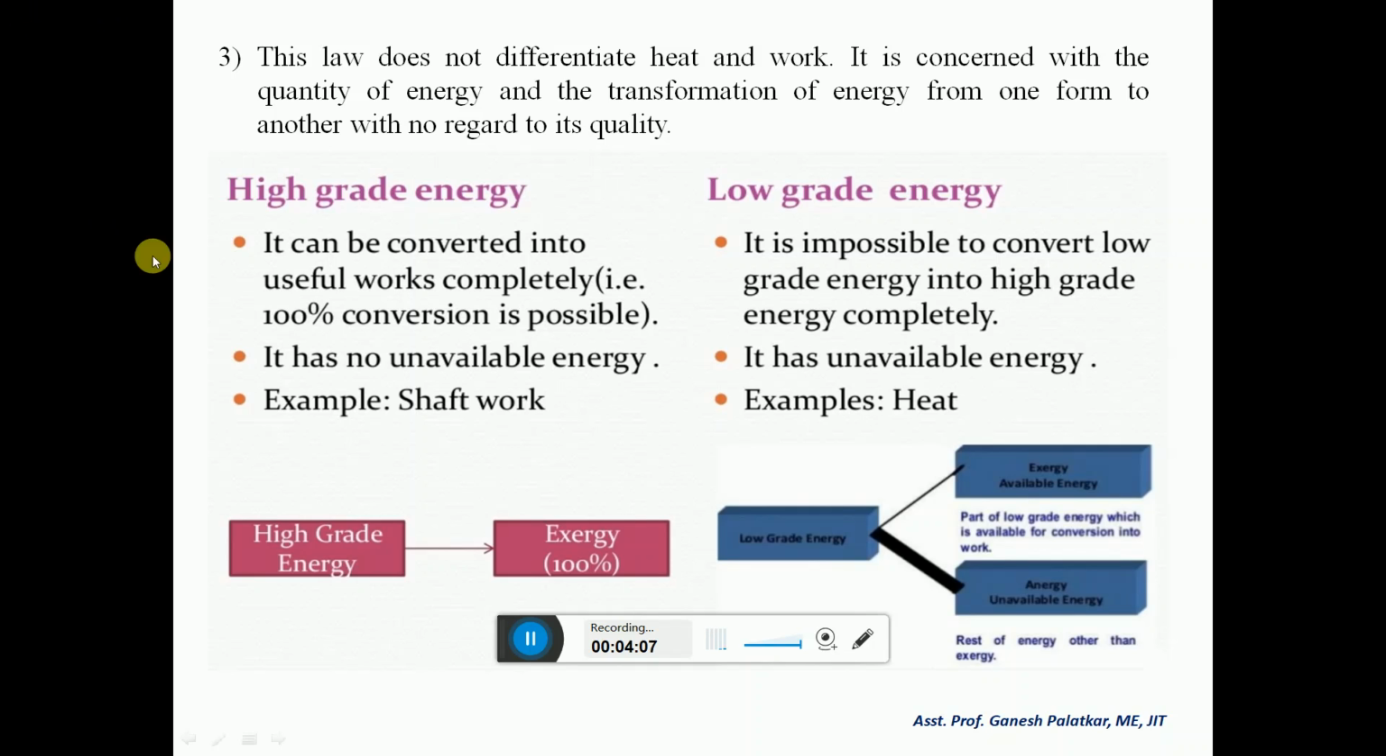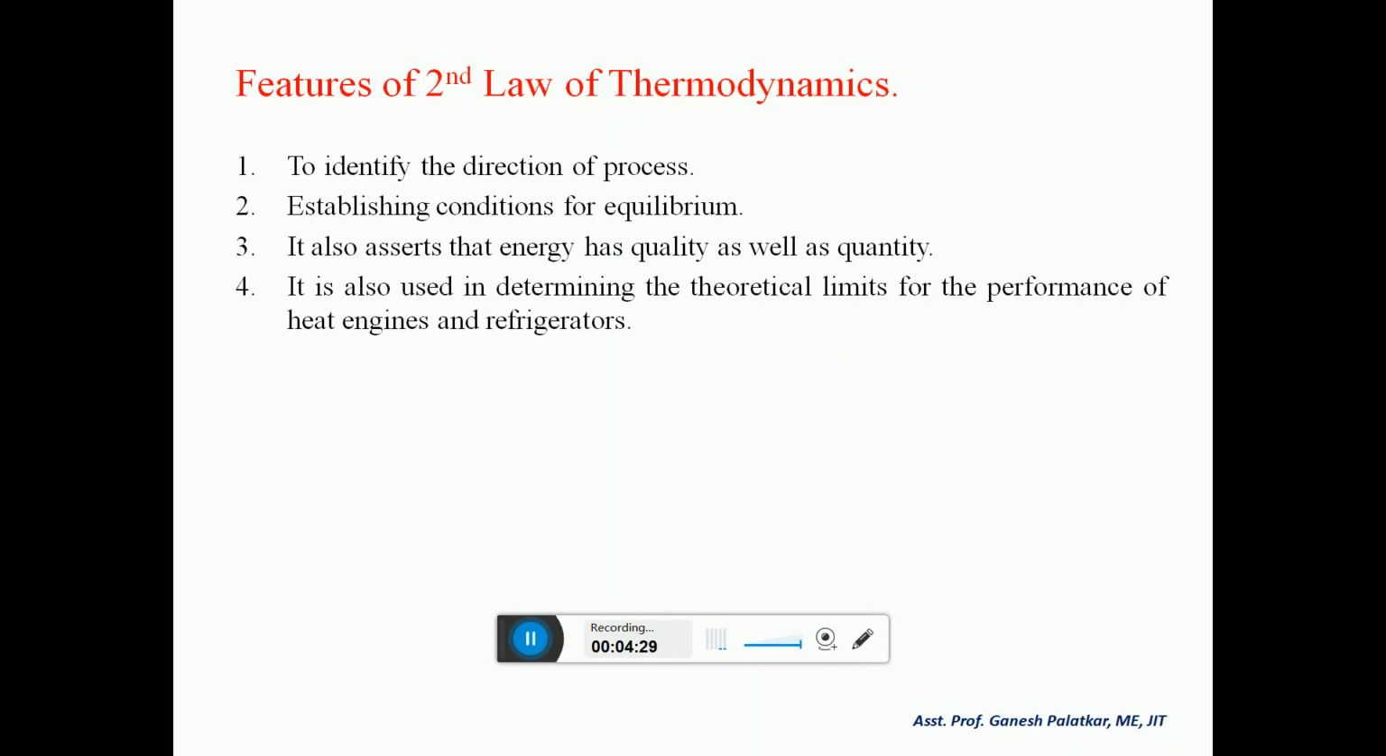So, high grade energy is nothing but the work, low grade energy is nothing but the heat. High grade energy can be converted into useful work completely, but it is impossible to convert low grade energy into high grade energy completely. So this one is the third limitation of the first law. Now, to overcome all these limitations, the second law of thermodynamics exists.